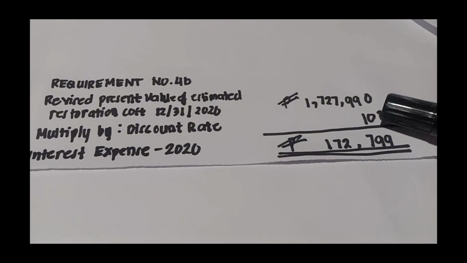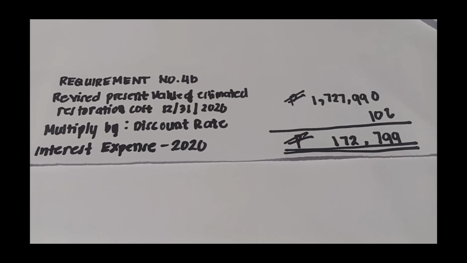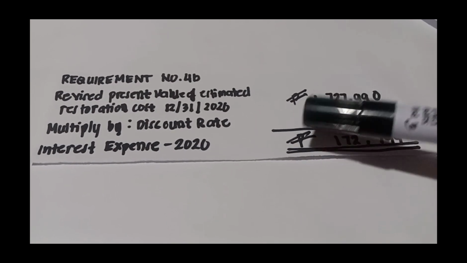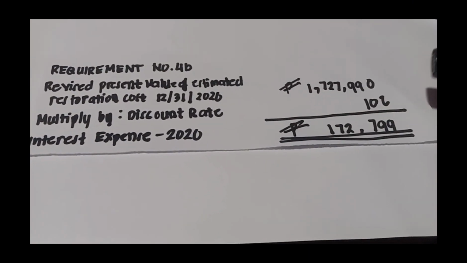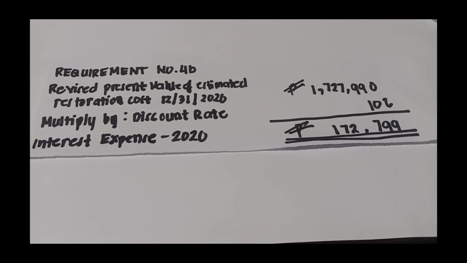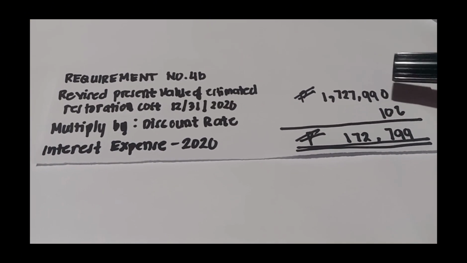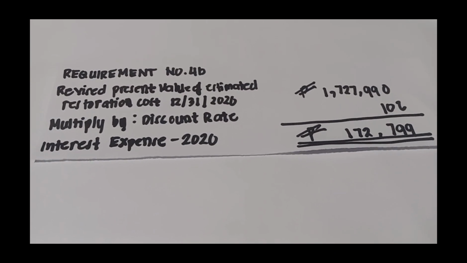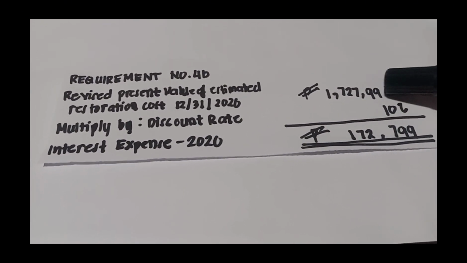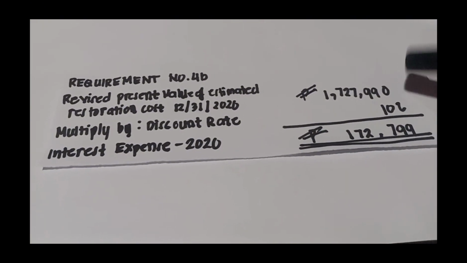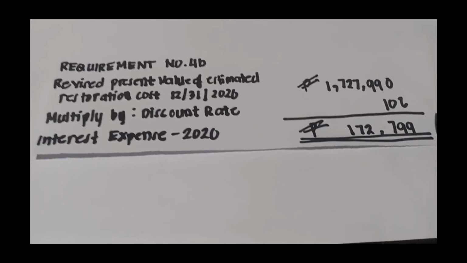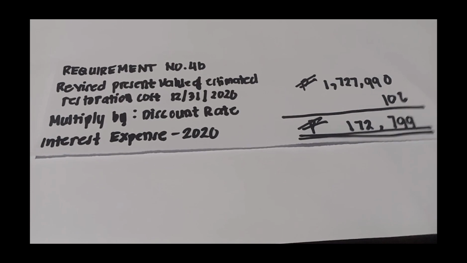So now, ari na po ta sa requirement number 4B. Ang kinauna na buhaton is atong i-revise ang present value of estimated restoration cost sa date na December 31, 2020. So asa tayo nakuha ning 1,727,990? Gikan ni sa atong gi-compute sa requirement number 4 na present value of the revised estimate na 2,300,000 atong gi-multiply sa 0.7513. So naa tay 1,727,990. Atong i-multiply sa discount rate na 10% kay given naman na 10%. So we have the interest expense of 172,799.